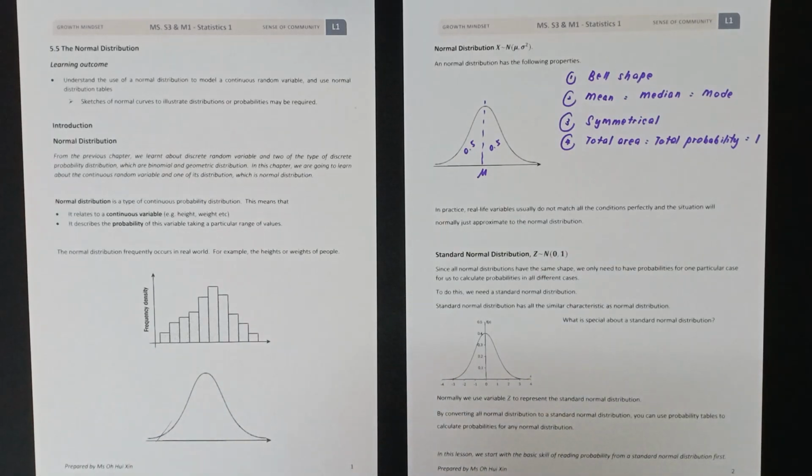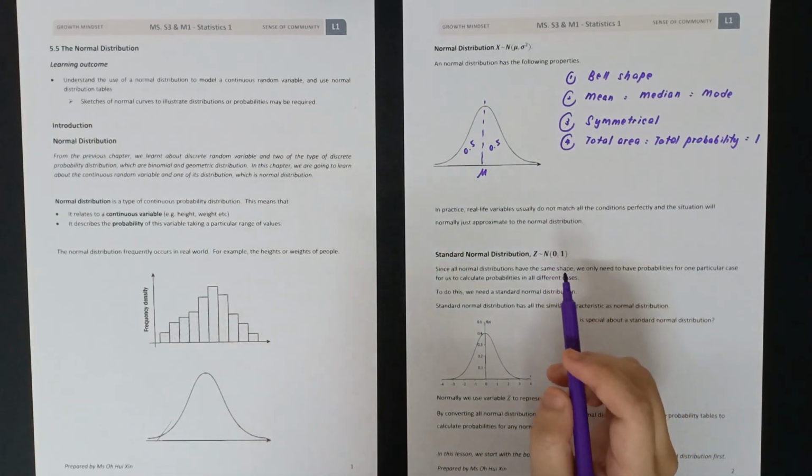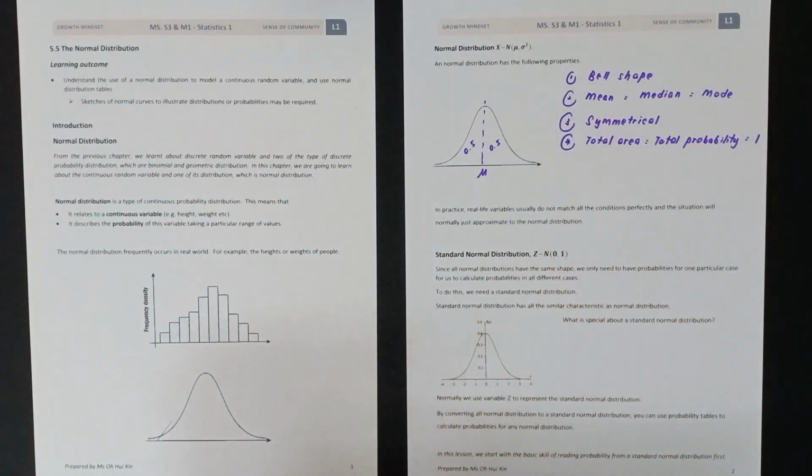Since it is a normal distribution, all the data that can fit into a normal distribution will have the same shape. So we can actually use one distribution to find all the distributions that we want to find. If you cannot understand this part, it's totally fine. I'm going to explain it again when we talk about standardization. For today I'm just going to talk about the standard normal distribution, because you are going to learn how to read a standard normal distribution table.